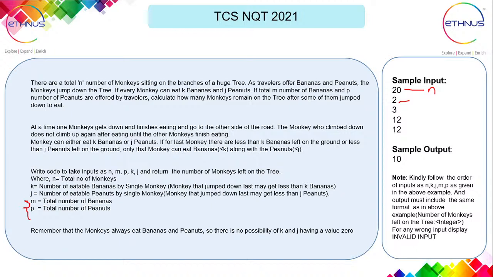6 monkeys can eat bananas, 4 monkeys can eat peanuts. So 6 plus 4 is 10 monkeys. 20 minus 10 is 10. So 10 monkeys will be remaining, and the answer is 10 in the sample output. So this is how it works, guys. This is nothing but the logic. Once you have worked out the logic, you can go directly to the code. Let me just show you the code right away.